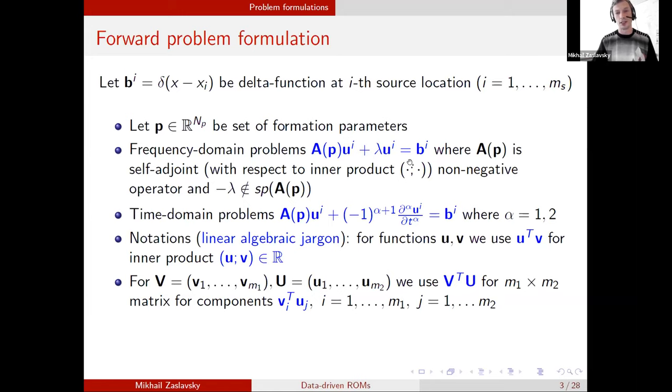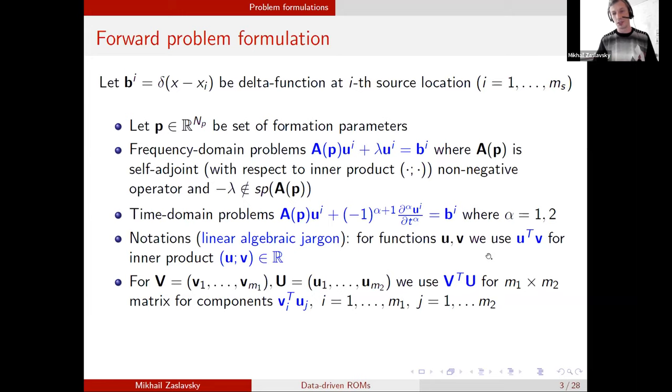And if we transform it into the time domain, we obtain this formulation here, where depending on alpha, it is either of diffusive nature, when alpha is equal to one, or of wave propagation nature, when alpha is equal to two. A of P can be considered as an operator acting on a space of continuous functions, or, if we know A of P, we can discretize it on a fine enough grid. So it can be considered as a matrix of large enough dimension.